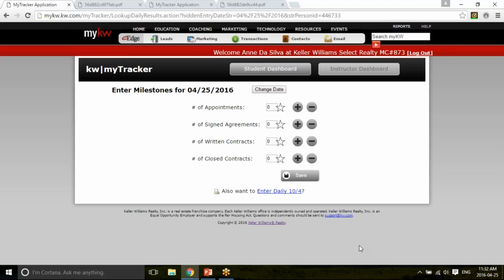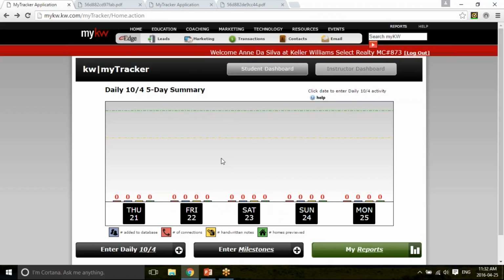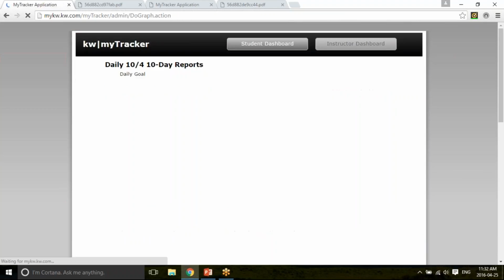How many signed agreements, written contracts, and closed contracts. And I would say closed meaning firm, right? Not necessarily closed, because that's not necessarily how our market works, right? Because it's a question of how many deals are you working through to being deals, right? So the idea is that you do that, and then you'll be able to click on your My Reports, which we have no data in here right now. But if you click on it, it will show you in a grid format exactly where your business is. Okay?